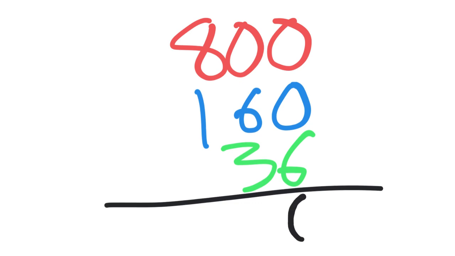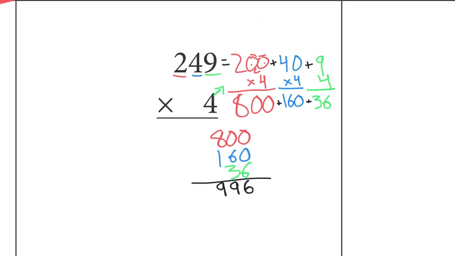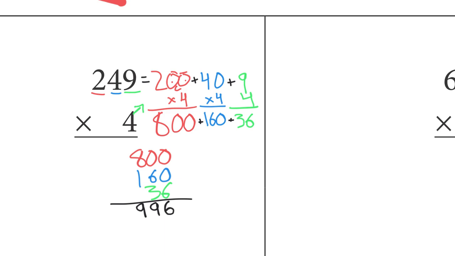First column adds up to 6. Second column adds up to 9. Last column adds up to 9. 996. That is a second strategy. We did the standard algorithm. We have broken the numbers apart.